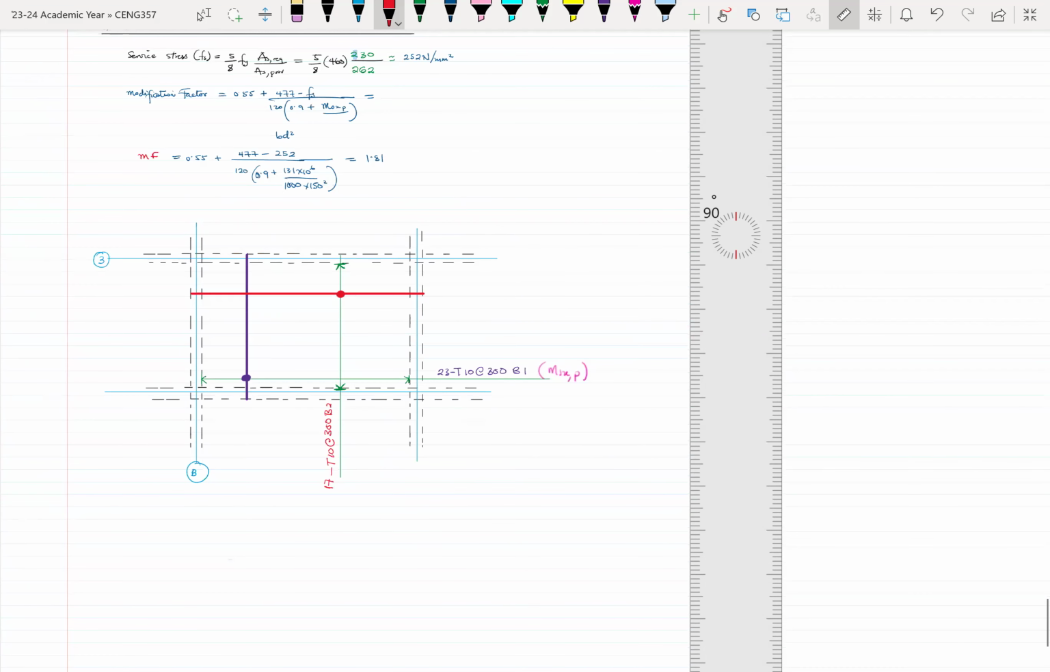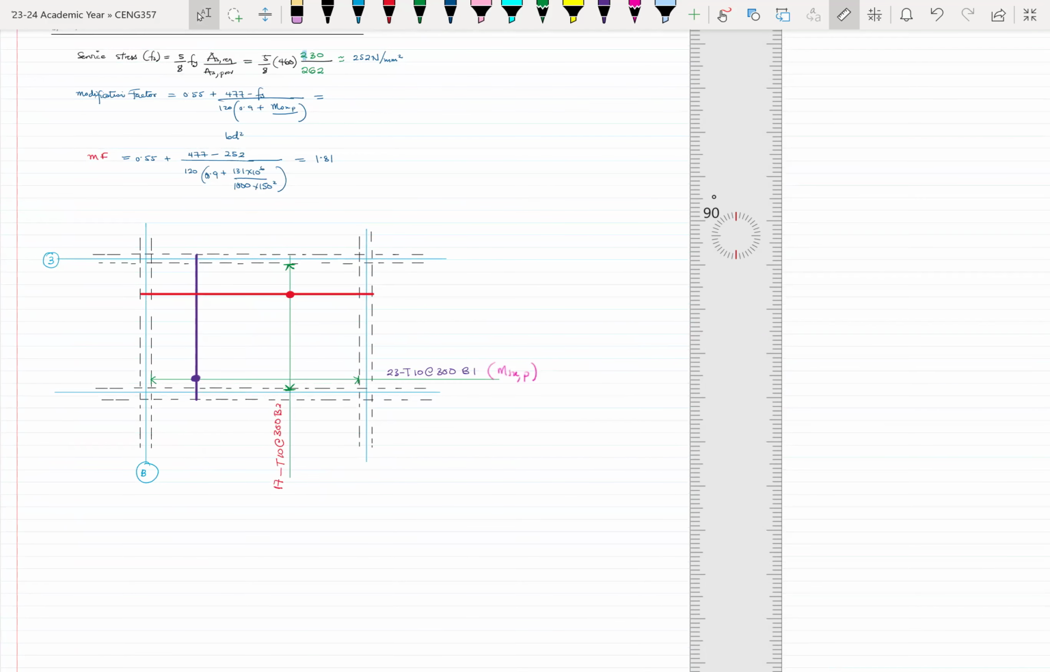Okay. So I'm done with the bottom rebar arrangements. All right. Now the next one will be to do the top ones. And the top ones are typically over the support, right?